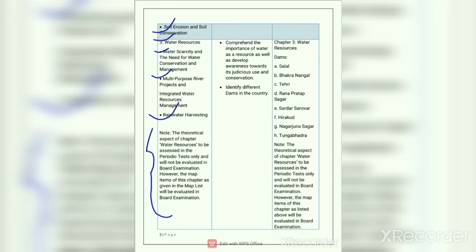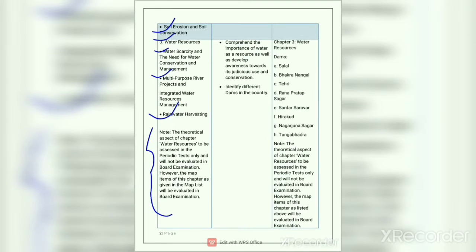And in your periodic test, you have the theoretical part of this chapter, and along with that you have map pointing from this chapter. Okay, so prepare the theoretical part as well as the map pointings from this chapter for periodic test, and for your board examination prepare only the map pointings from this chapter and not the theoretical part, because for your board examination the theoretical part of this chapter is not there.